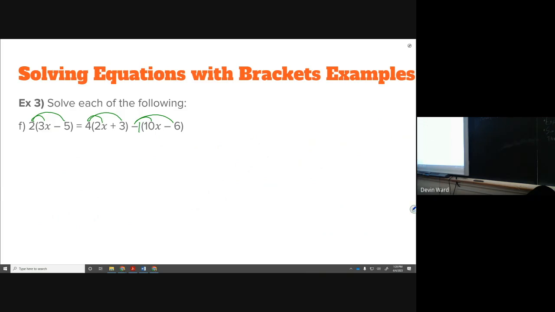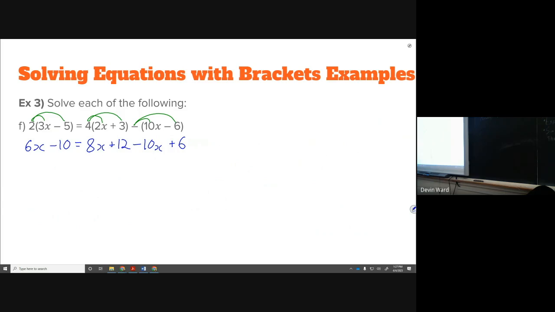Okay? So 2 times 3x would be 6x, 2 times negative 5, negative 10. 4 times 2x will be 8x. 4 times 3 plus 12. So our 10x will become negative 10x. All it's going to do is flip the signs on them, okay? So the positive 10x becomes negative 10x. Negative 6 becomes positive 6.